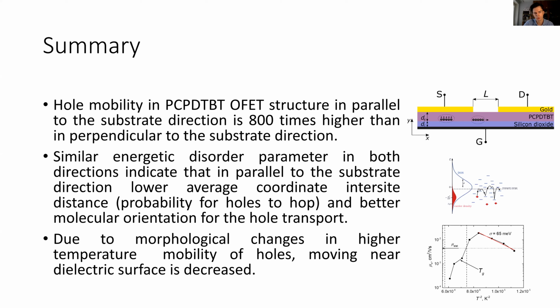And due to morphological changes at higher temperature, the mobility of holes moving near the dielectric surface is decreased. This is an interesting point for the people who are manufacturing these kinds of solar cells or field effect transistors, because usually the ambient temperature is quite low, 72 degrees. So in the sun, you will definitely reach it, and you have to address this issue if you are making the samples.